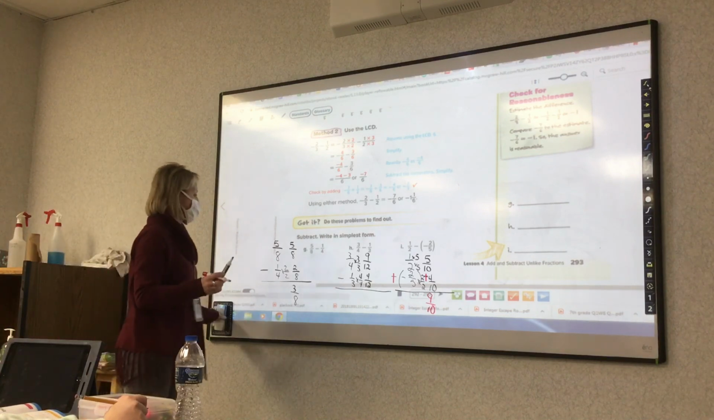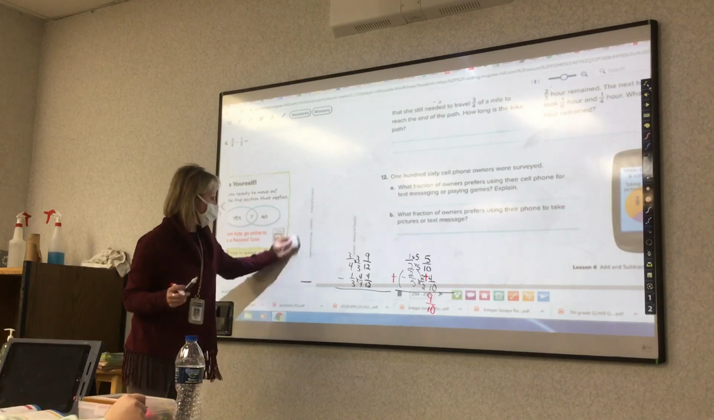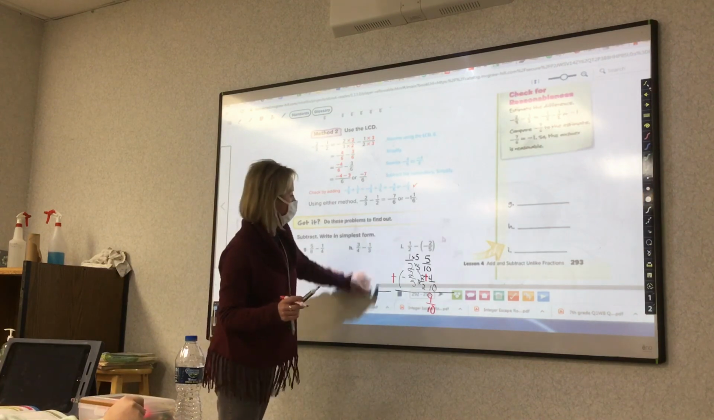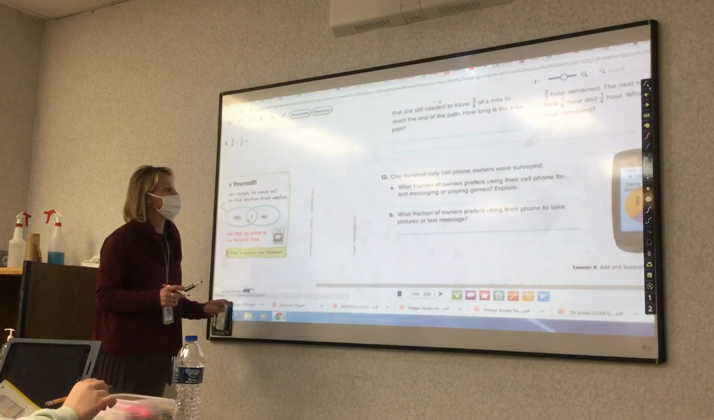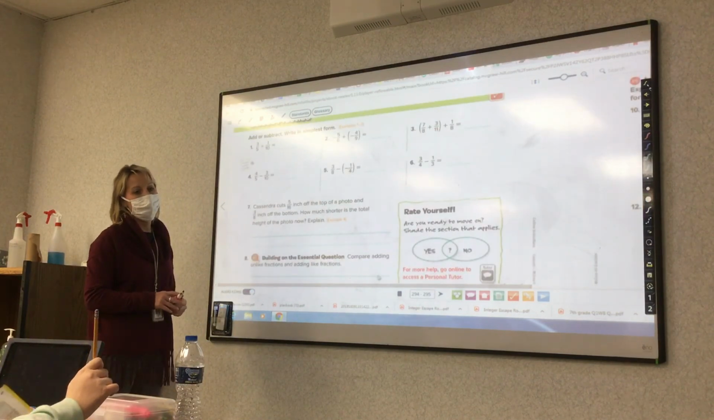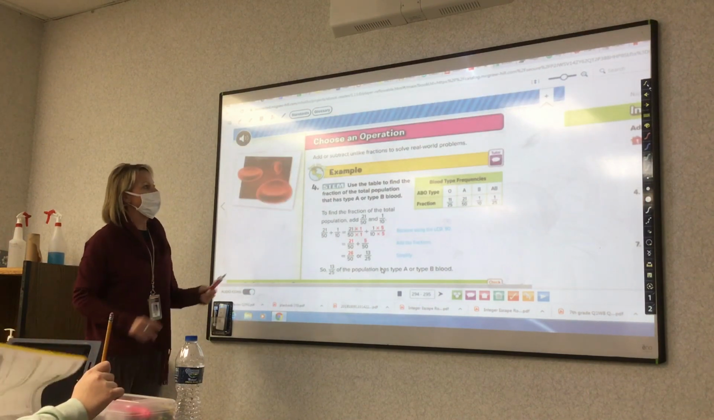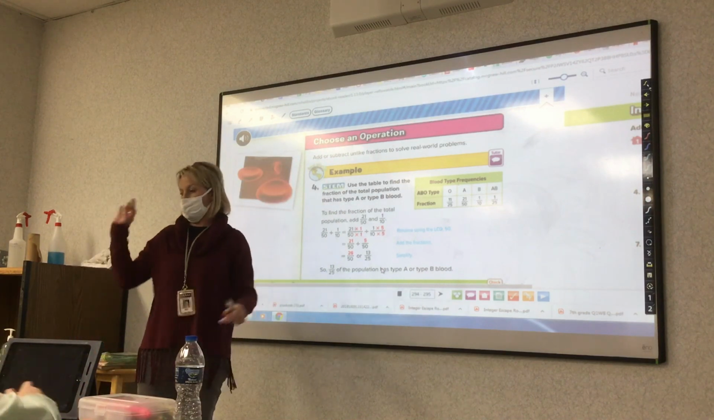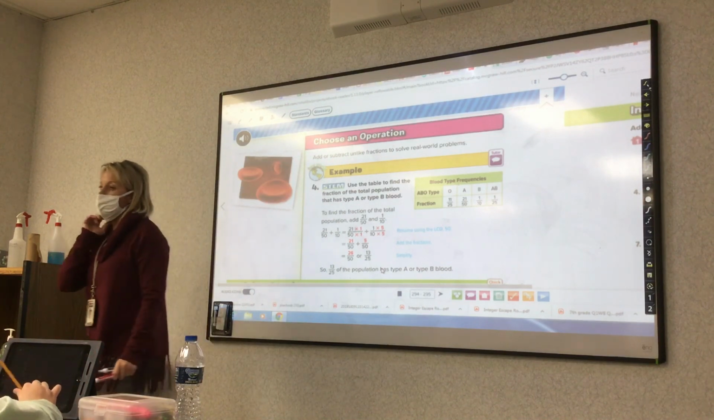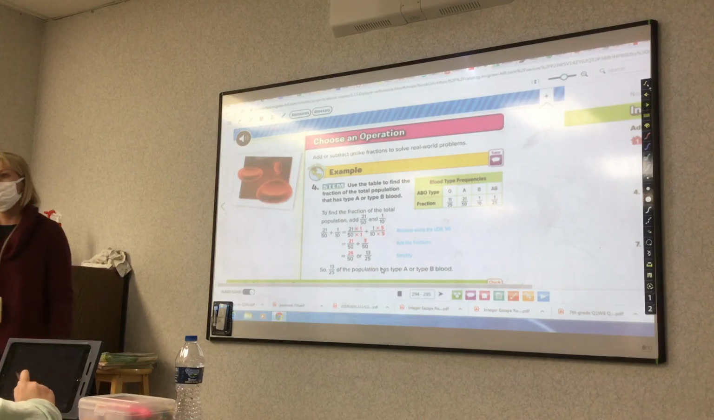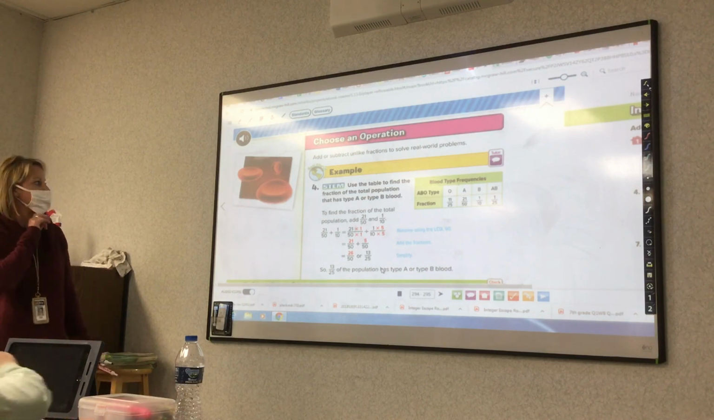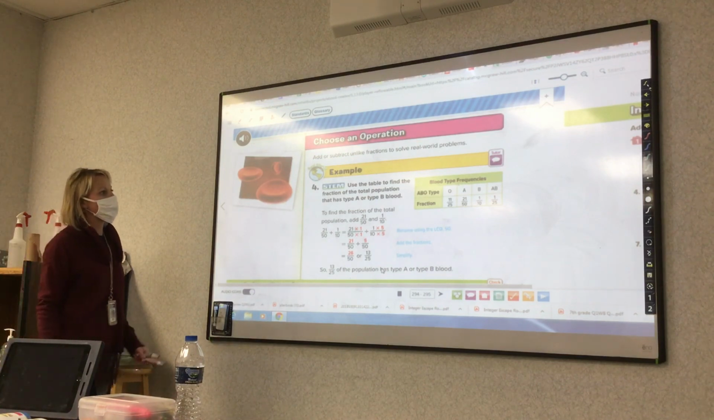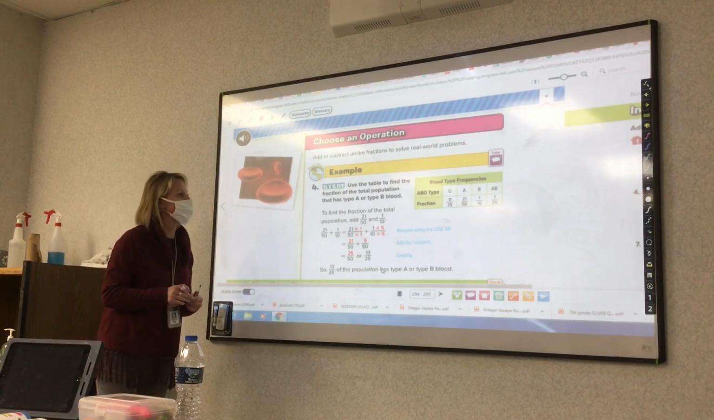All right, let's look at our last example for the day. It's a story problem. It's on the next page. All right, and it says choose an operation. When you're reading story problems, you have to be careful and look for the key terms, right? Like if it's all together, you're adding. If you're comparing, you're actually going to be subtracting. So it says add or subtract unlike fractions to solve real world problems.